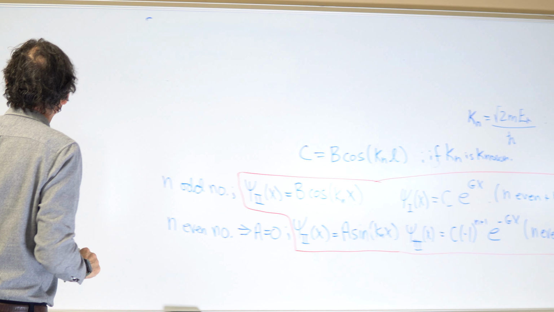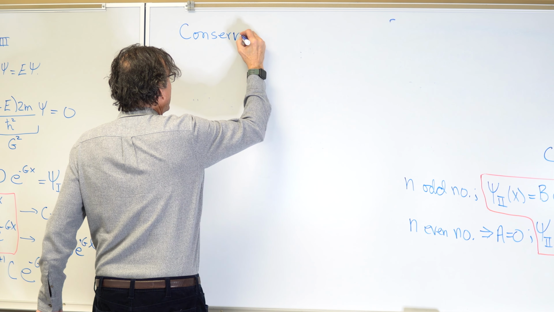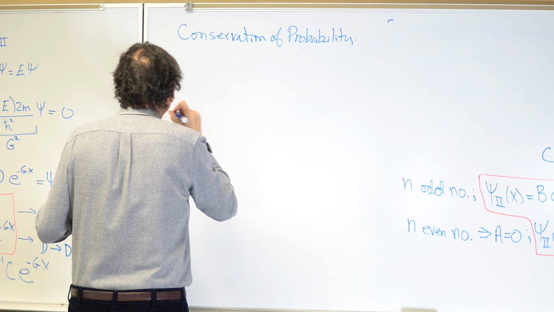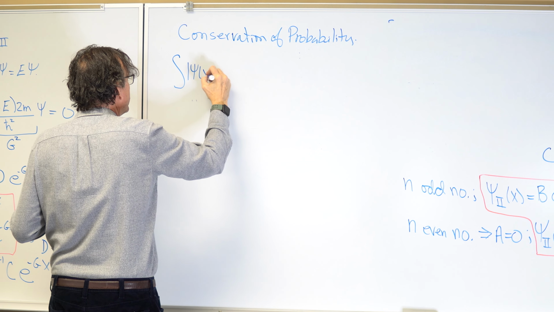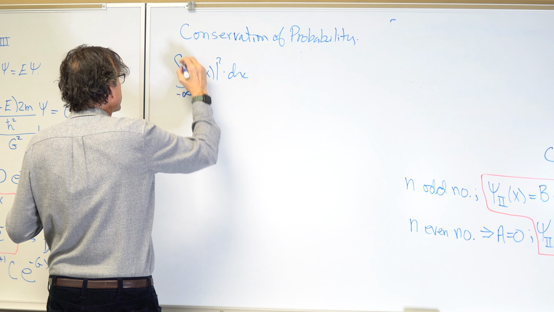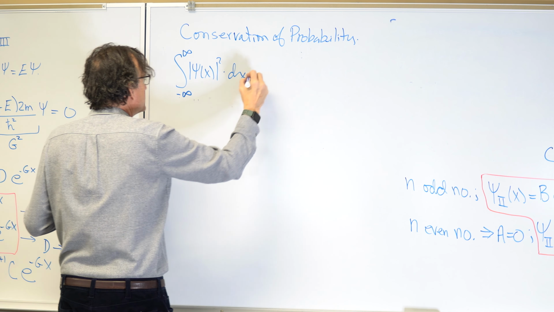So before I write all that down, the conservation of probability says that the integral of the wave function squared, and I'll write this as amplitude squared, that the particle is found somewhere along the x-axis must be equal to 1. Right? That's a statement of conservation of probability.